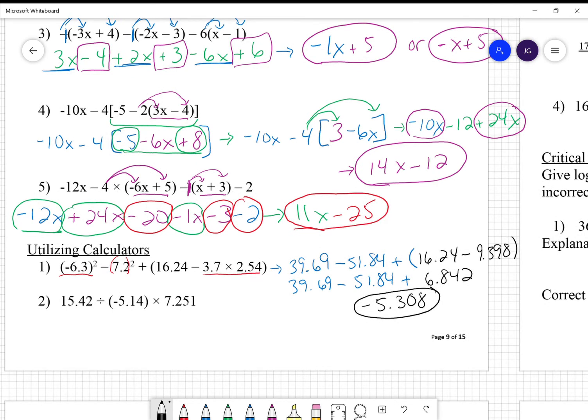Next example, you can just type it the way you see it onto your calculator. Remember that the negative sign is not the minus button. I get negative 21.753.